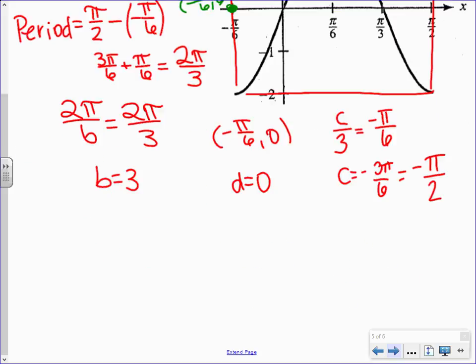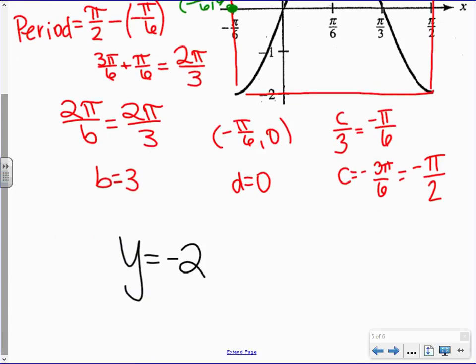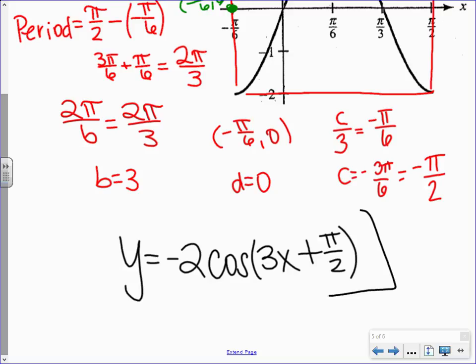So when we go to write this equation, I forgot what our a was. We have a cosine of bx minus c. Since our c is negative, it turns into a plus. We have 3x minus negative pi over 2. And then since d is 0, we do not have to say plus 0. We can just leave it. If you write plus 0, I'm not going to be upset, but it's not necessary.